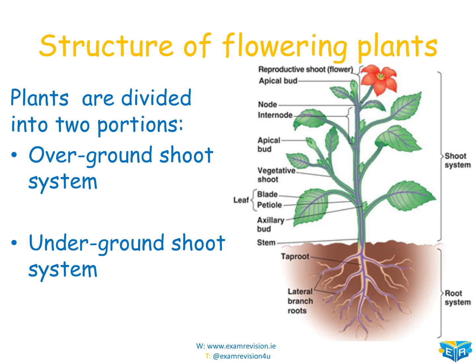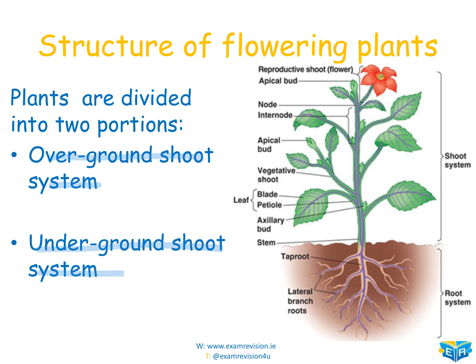So the first thing we're going to look at is the general structure of flowering plants, and plants can be divided into two portions. We have an overground shoot system and we have an underground root system, and we can see that in the diagram over here on the right hand side. So here we have our overground shoot system, so anything above the soil, and our root system is anything below the surface of the soil. So we have our roots.